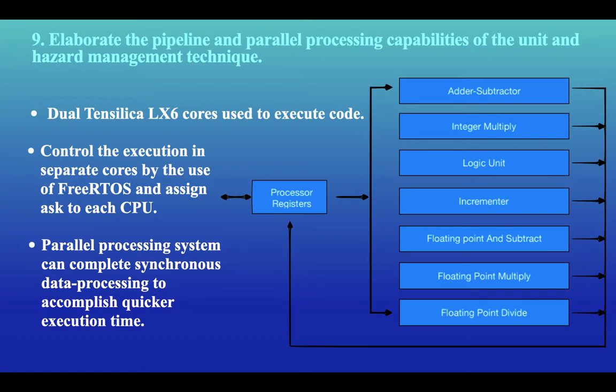Elaborate the pipeline and parallel processing capabilities of the unit and hazard management technique. Dual Tensilica LX6 core is used to execute the code. It controls the execution in separate cores by the use of FreeRTOS and assigns tasks to each CPU. It has high bandwidth data flow through the processor with flexible input-output interfaces that are independent of the system bus. Huge bandwidth means more parallelism to reduce cycle counts. Single or double precision scalar floating point options match the exact application requirements.